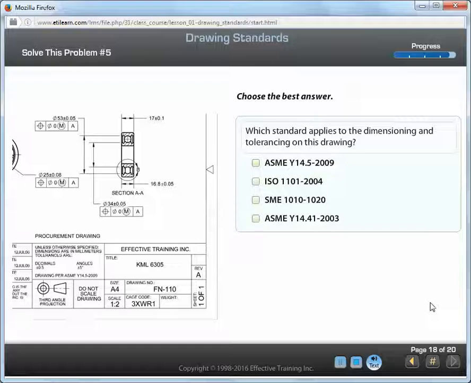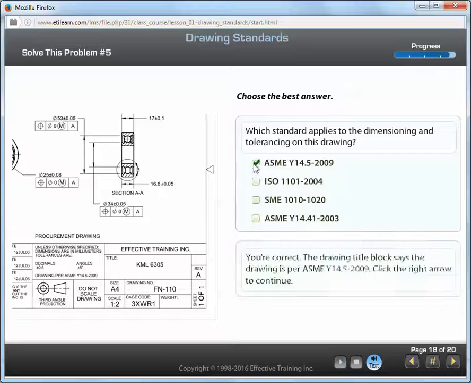Which standard applies to the dimensioning and tolerancing on this drawing? You're correct. The drawing title block says the drawing is per ASME Y14.5 2009. Click the right arrow to continue.